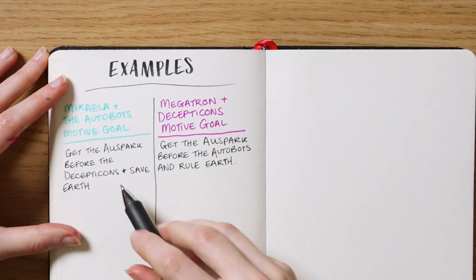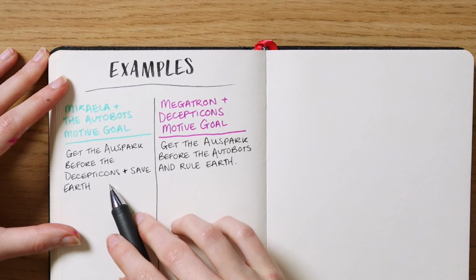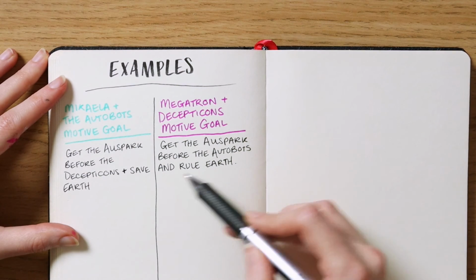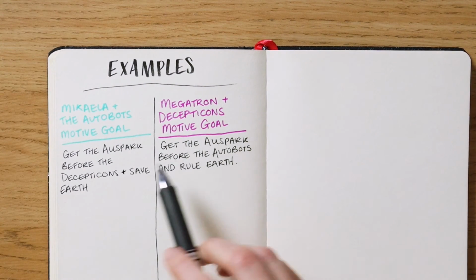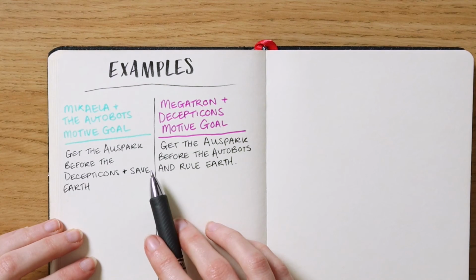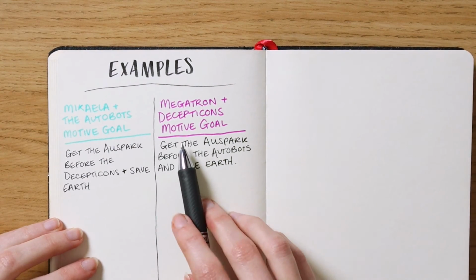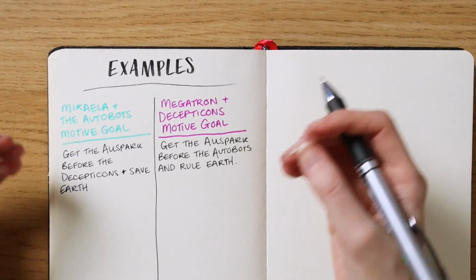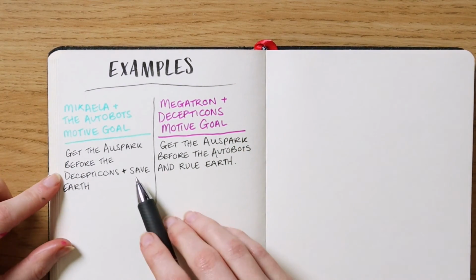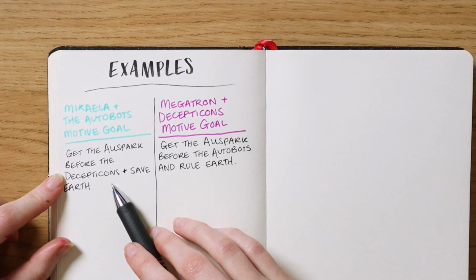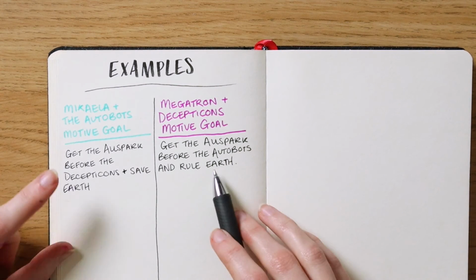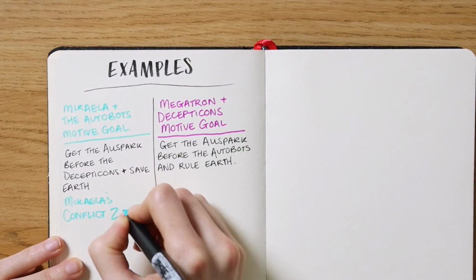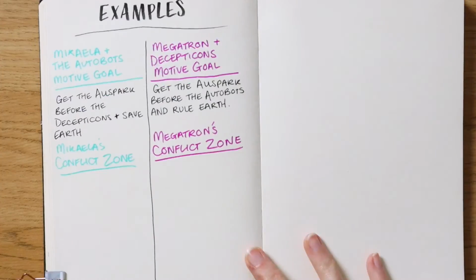And the Autobots, they don't want to use it, they just want to protect it, whereas the Decepticons want to use the Allspark to then enslave the Earth. So we can see how these are in conflict because the Autobots and the Decepticons both can't get the Allspark first. One of those things has to happen, they can't both happen. But also the Earth can't be saved and be free and also be ruled by the Decepticons at the same time. So they're in conflict. So this is our central conflict here, these two motive goals, which are in conflict with each other.